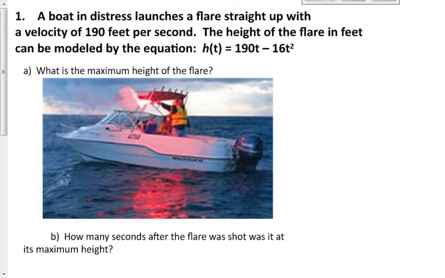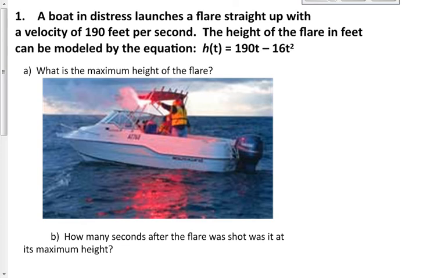So for problem number 1, a boat in distress launches a flare straight up with a velocity of 190 feet per second. The height of the flare in feet can be modeled by the equation h of t equals 190t minus 16t squared. So here's what's happening. This boat is having some sort of an emergency. Things aren't going well, so it launches a flare.